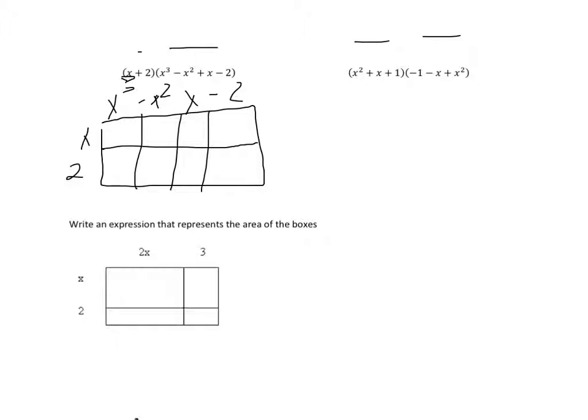So x and x cubed is x to the 4th. X times negative 2x, negative x cubed. X times x is our x squared. And then x times negative 2 is negative 2x. Okay? Now, 2 times all the top row, we have 2x cubed. We have negative 2x squared. We have negative 2x. And then finally, we have a negative 4. So notice once again, our like terms are on these diagonals.